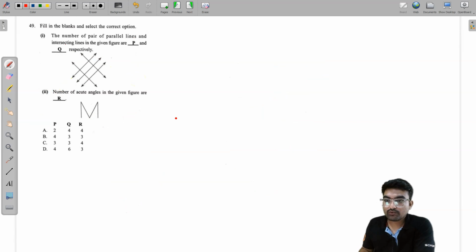Okay, so now question number 49. The number of pairs of parallel lines and intersecting lines in the given figure are P and Q. So we have to find the values of P and Q. How many pairs of parallel lines are there? Let's name them L, M, N, and this is O and P. So LM is a pair, MN is a pair, and LN is a pair. So 3 pairs, and OP is 1 pair. So in total there are 4 pairs. So P is 4.